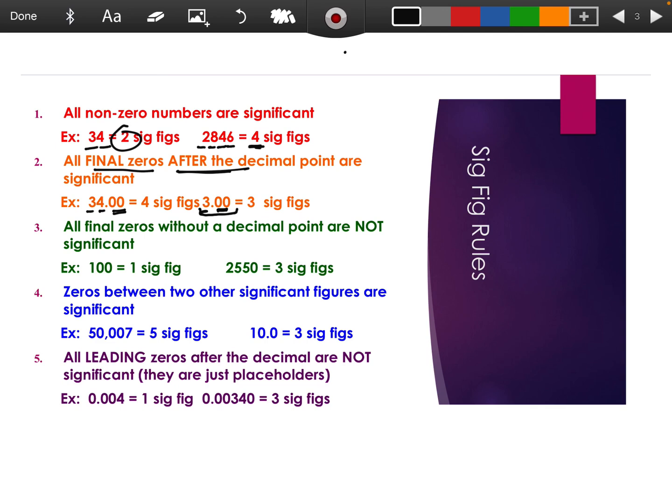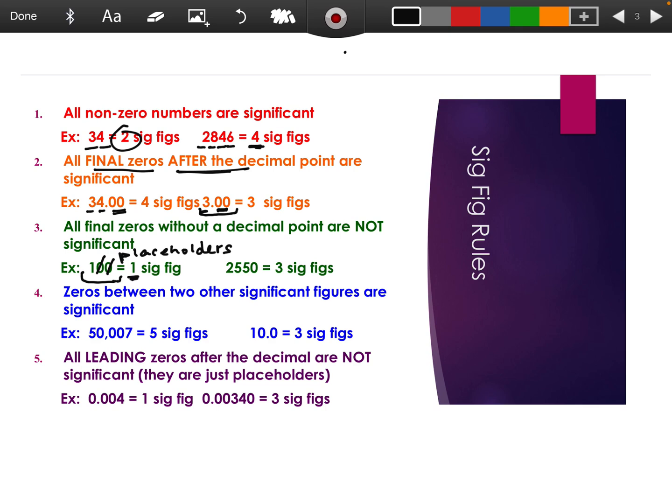All right, number 3, all final zeros without a decimal are not significant. So if you have 100 and there's no decimal in this number, these zeros are just placeholders. They are not considered significant. They are just placeholders to show how big or how small the number is, but they are not counted as significant figures, so this would only have 1 sig fig.